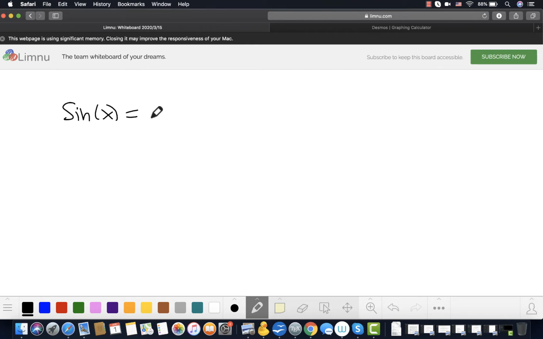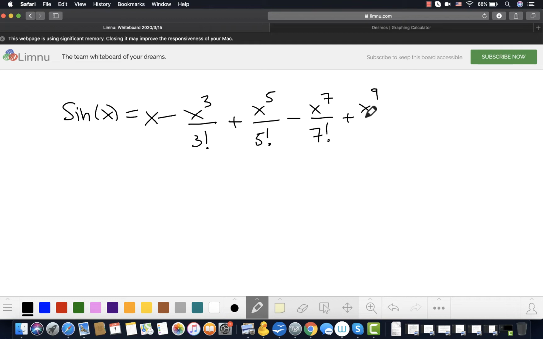So we computed the Taylor series for sine x around 0, and this was the series we got. So sine x is equal to x minus x cubed over 3 factorial plus x to the 5 divided by 5 factorial minus x to the 7 divided by 7 factorial plus x to the 9 divided by 9 factorial, and so on. So the pattern is that it's alternating, and that only odd powers of x are involved. And for each power of x, you're dividing by that power factorial in the denominator. So this was a Taylor series.